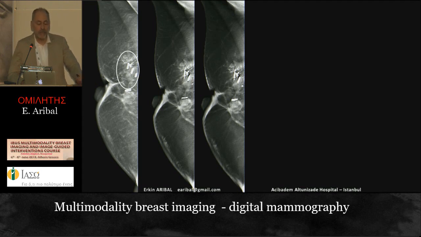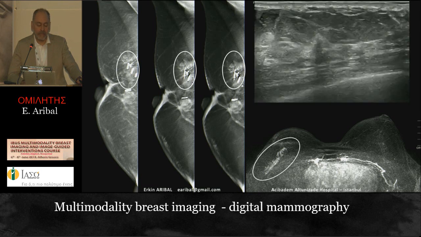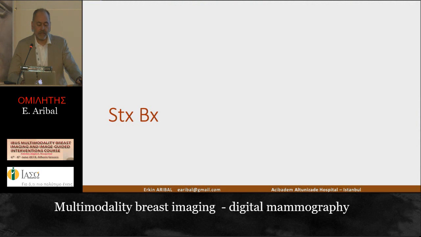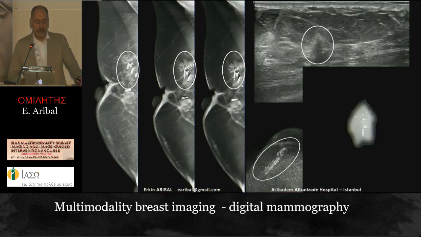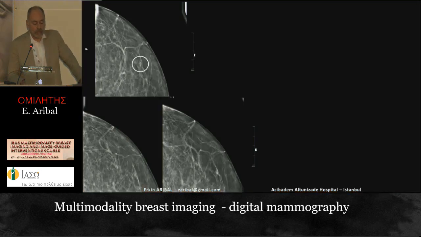It's a relapse of the disease. And same with the MRI, the extent. You see the extent, and on ultrasound you can see the lesion well. And this is the specimen radiogram. So you can do the stereotaxic biopsy under MRI.